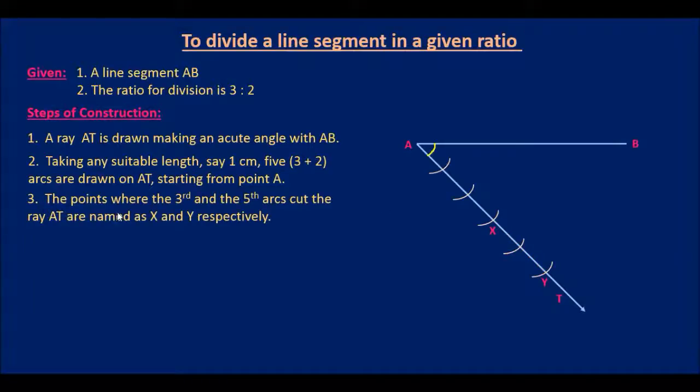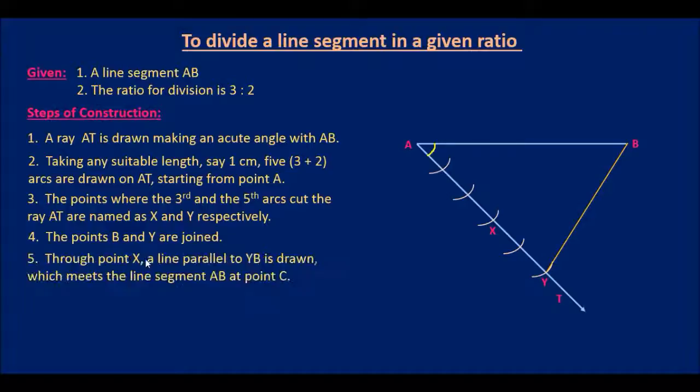The points where the third and the fifth arcs cut the ray AT are named as X and Y respectively. See, this is the third arc, and the point where this third arc is cutting the ray AT is named as X, and this is the fifth arc, and this point is named as Y. Now we join the points B and Y. This is B and this is Y. So the points B and Y are joined.